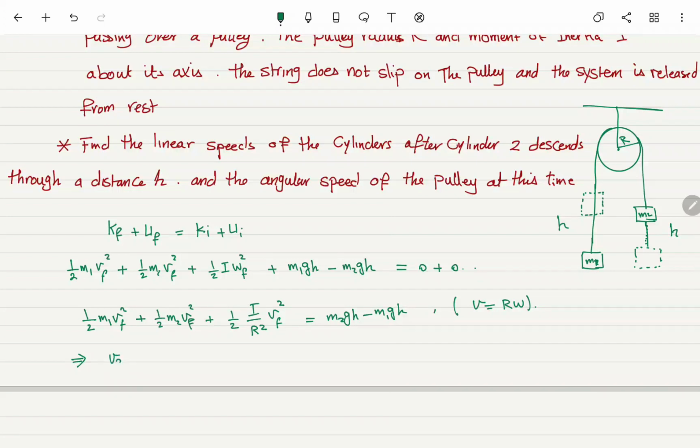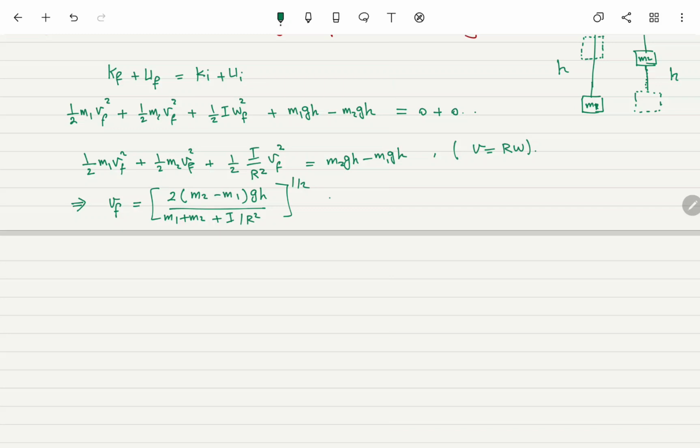You simplify this one here, you will find out that V final equal to (2(M2 minus M1)GH divided by (M1 plus M2 plus I over R square)) to the power half, and omega final in this case equal to V final over R, or in other words, 1 over R times (2(M2 minus M1)GH divided by (M1 plus M2 plus I over R square)) to the power half.